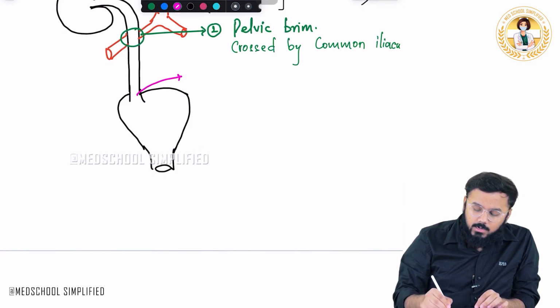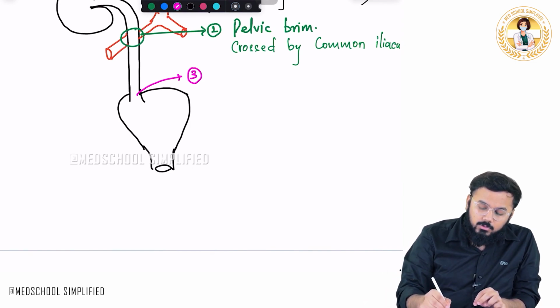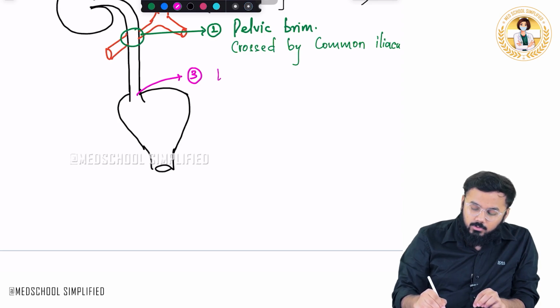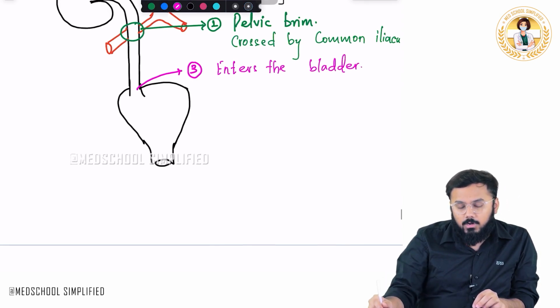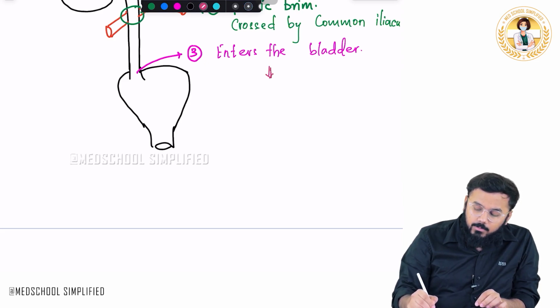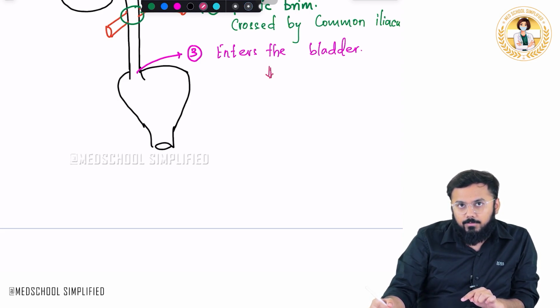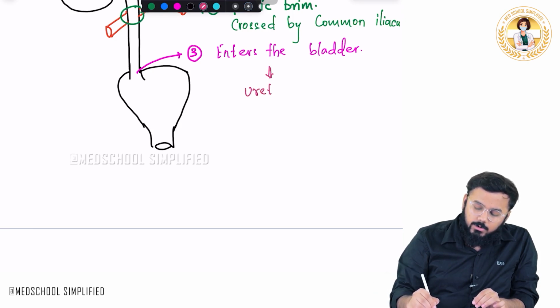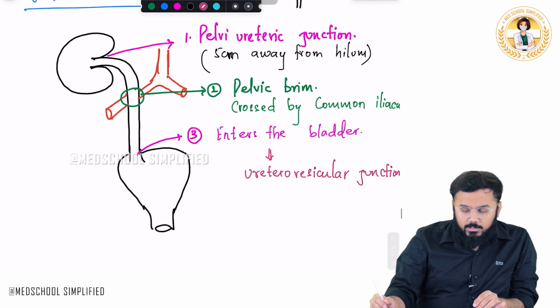Next, where is the third constriction? The third constriction is the place where the ureter enters your urinary bladder. This is called the entry point. Where the ureter enters the bladder, that is the third constriction. This junction where it enters the bladder is called the ureterovesicular junction. Why vesicular? The urinary bladder is called vesica.